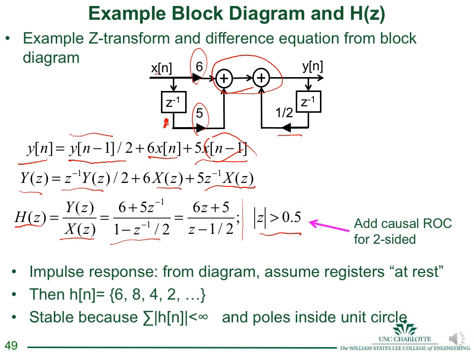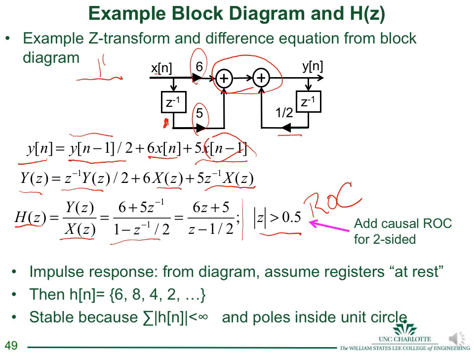So we can calculate the impulse response from the diagram of the system. And so I'll show how to do that. So if I put an input in, it's an impulse. So I just put a 1 into the system. It's linear time invariant, so it can't have any non-zero initial conditions. So the output of the two registers, the two delay registers, we'll assume is 0. And so then the first output must be 6.